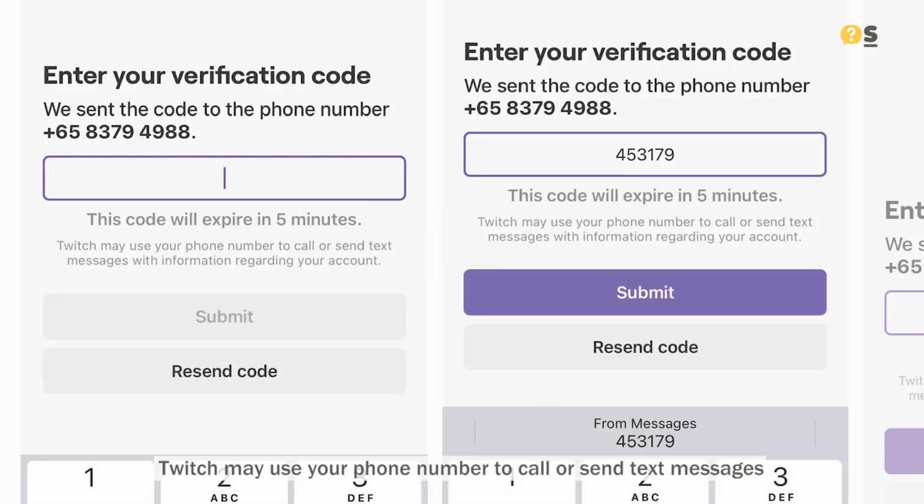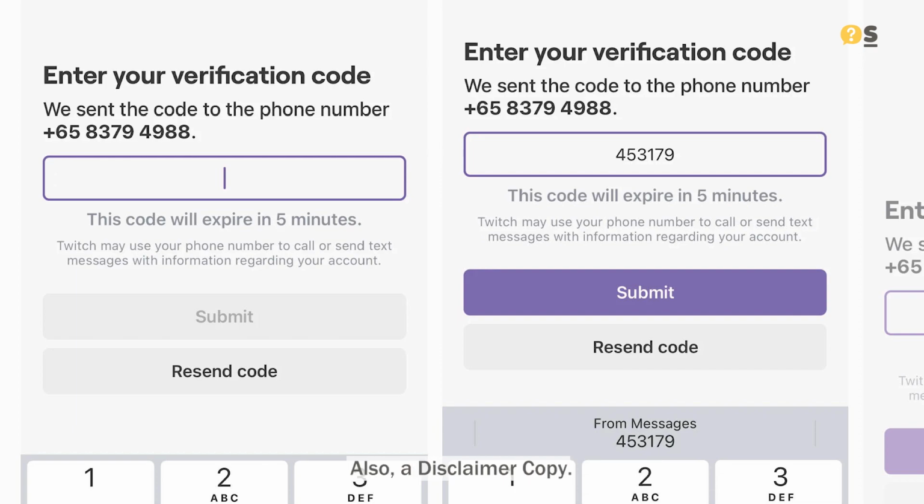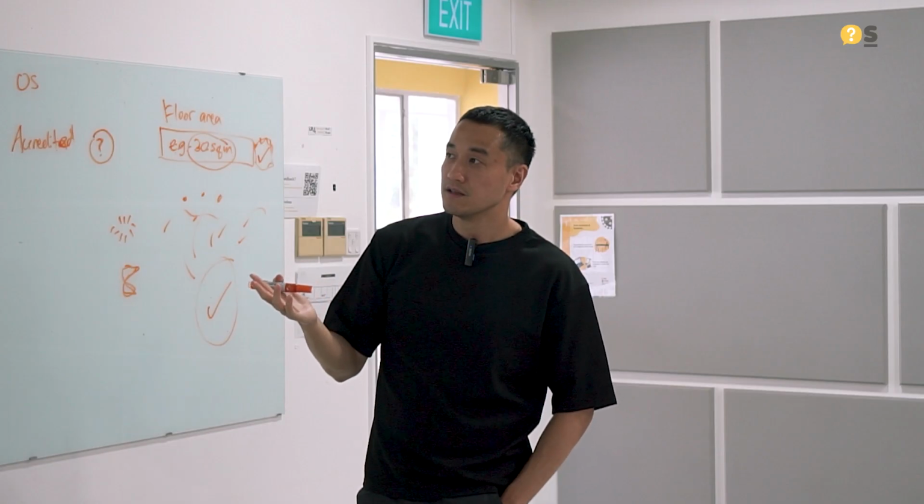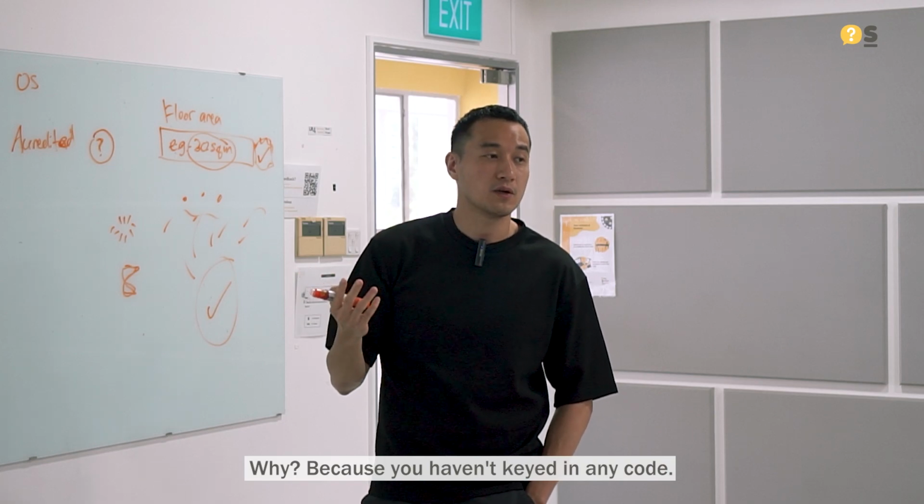Your code will expire in 5 minutes. Twitch may use a phone number to call or send text messages and information regarding your account. Also disclaimer copy. And then you notice the submit button. There are two states. Right? The first state of submit is blanked out. You can't click on it, right? Yet. Why? Because you haven't keyed in any code.